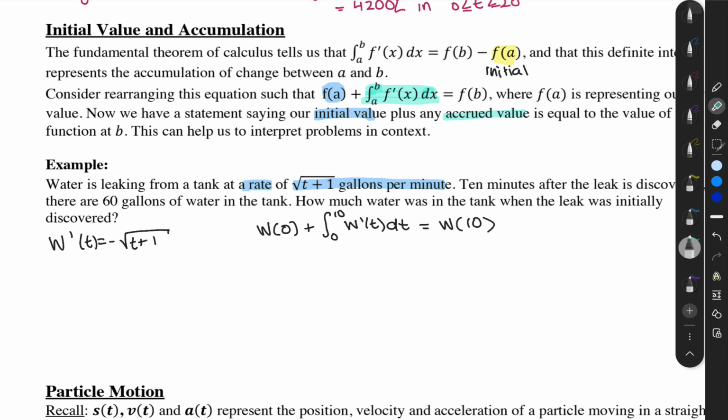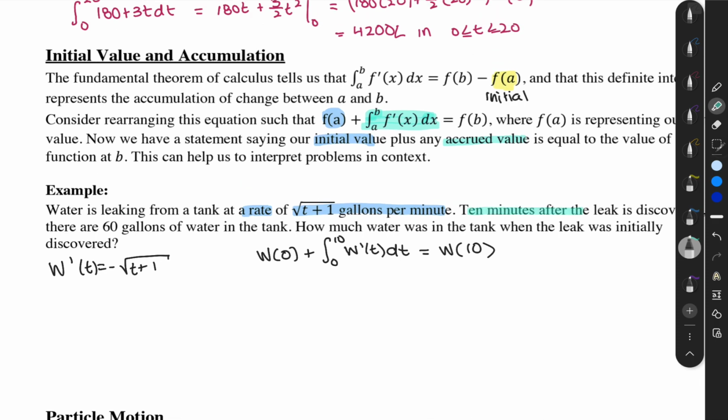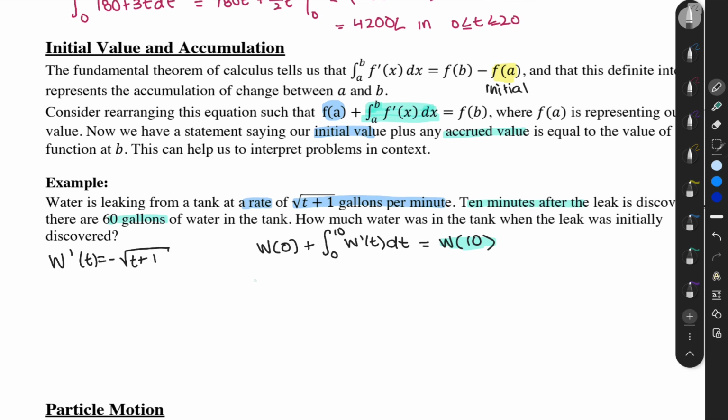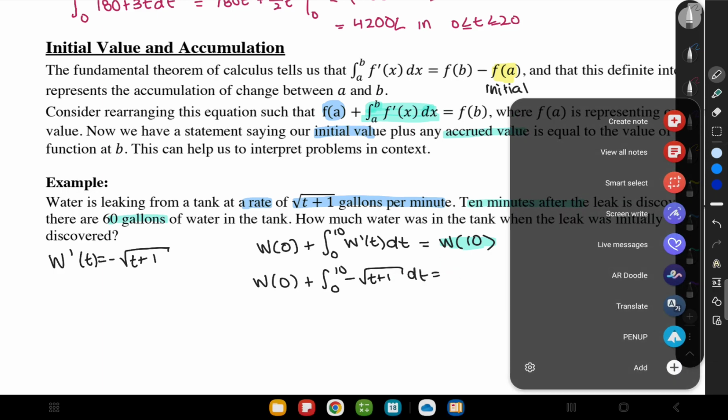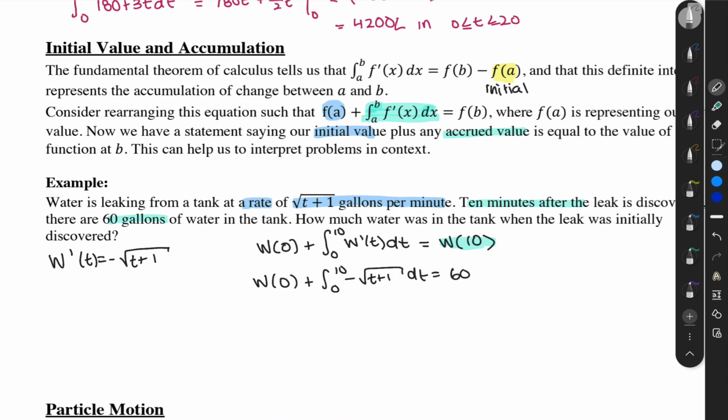And so I actually know my final amount. I'm going to have to solve for W0. 10 minutes after the leak is discovered, there are 60 gallons. That's W10. That's an amount. So it's not a derivative. It's not a rate. It's an amount. And then I can solve that definite integral. So W0 plus the integral from 0 to 10 of negative square root of t plus 1 dt is going to be equal to 60.